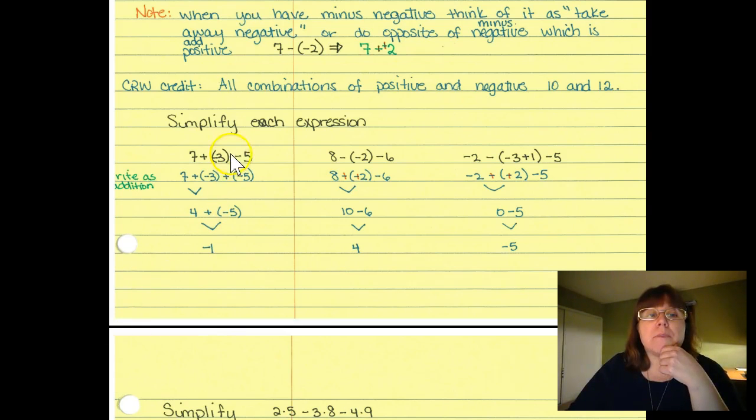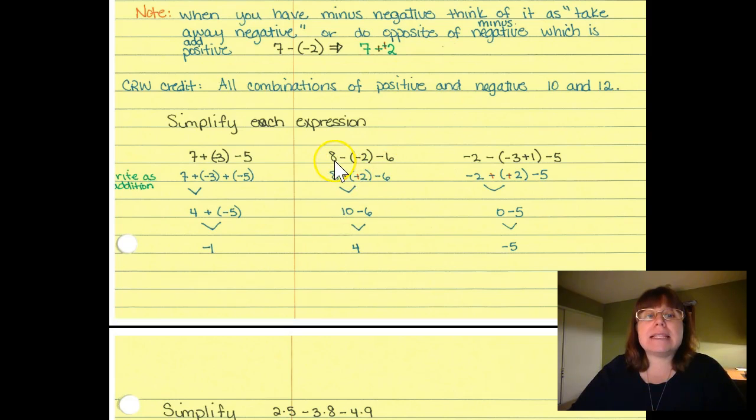So 7 plus a negative 3 minus 5. Now I'm going to rewrite this all as addition. So 7 plus negative 3 plus negative 5. Now if you remember your order of operations, we're going to take adding and subtracting. They're the same level of operation, but we're going to change this all to addition, and we're going to go from left to right. So 7 plus negative 3 is a 4. Our problem now becomes 4 plus a negative 5. 4 plus a negative 5 is negative 1.